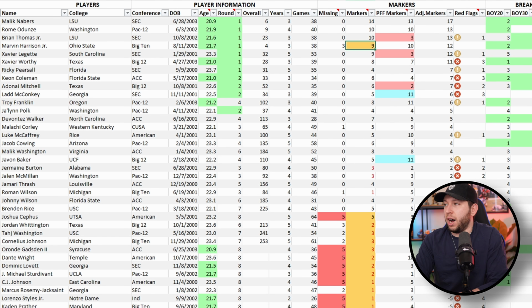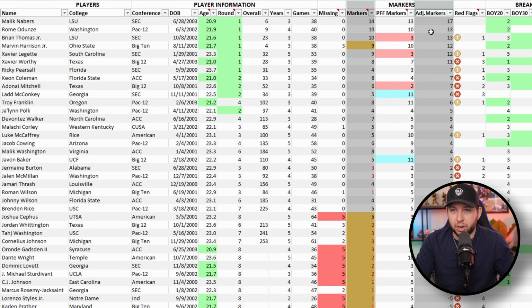The other one that I do off of the markers is this adjusted markers column here. Adjusted markers is basically one final adjustment onto the raw markers number based on draft capital. So if you are a first round draft pick, I add 3 points to your score. If you're a second round draft pick, I add 1 point. Third round doesn't do anything. I don't add or subtract. But once you hit day 3, if you're a 4th round pick, I subtract a point. 5th round pick subtracts 2. 6th round pick subtracts 3. 7th subtracts 4. Undrafted subtracts 5.